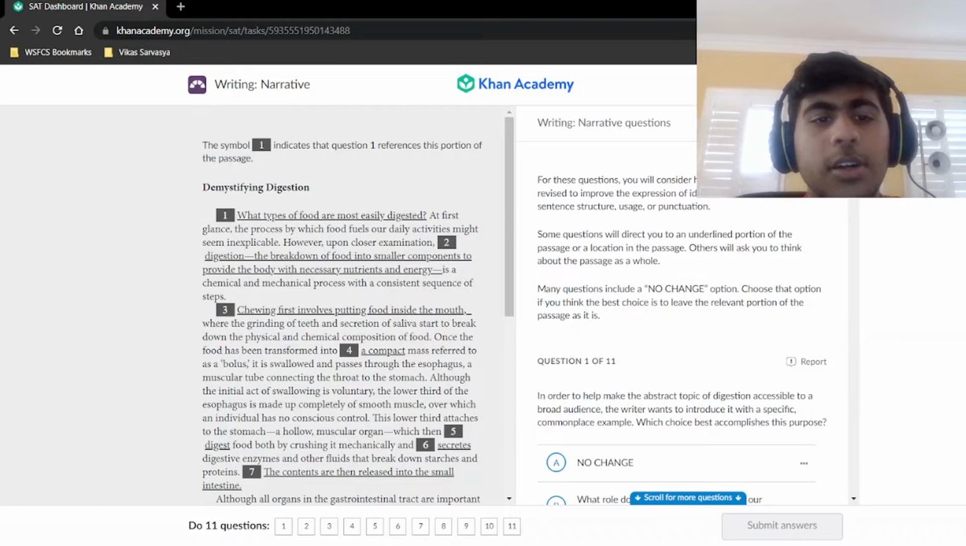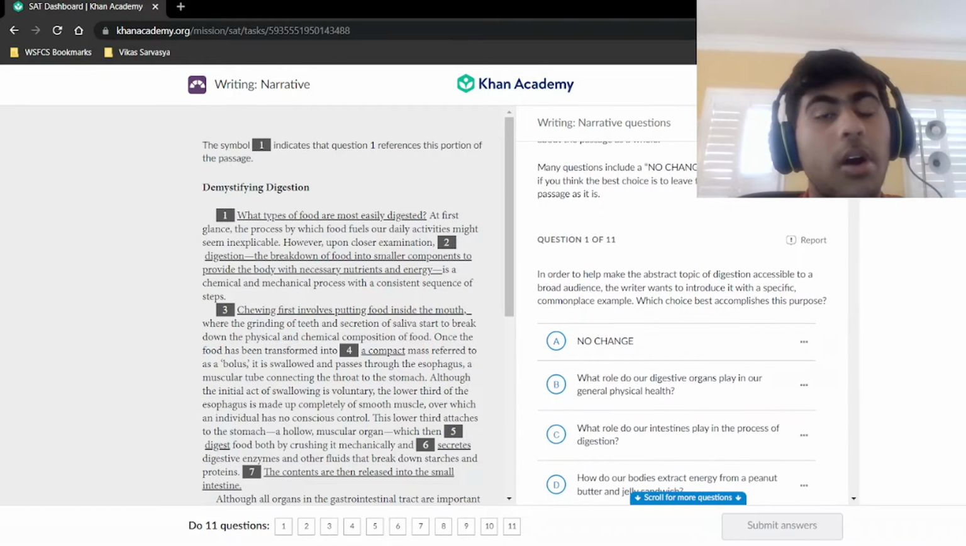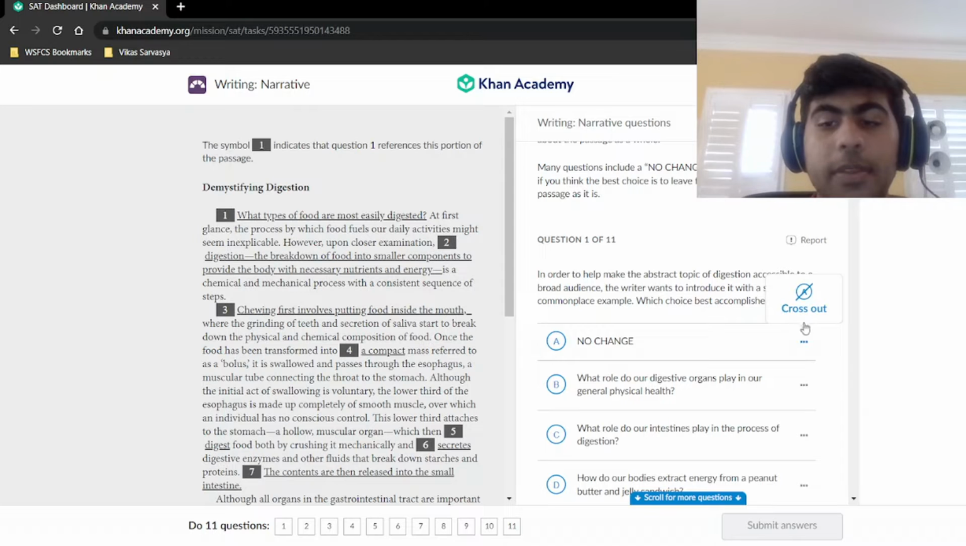And with that, let's get started on our first question. What types of food are most easily digested? And our question is, in order to help make the abstract topic of digestion accessible to a broad audience, the writer wants to introduce it with a specific commonplace example. Which choice best accomplishes this purpose? So, what types of food are most easily digested? That is not very specific, so we're going to get rid of that answer.